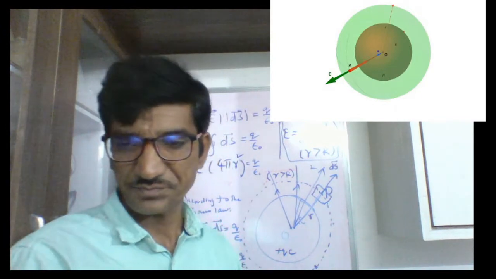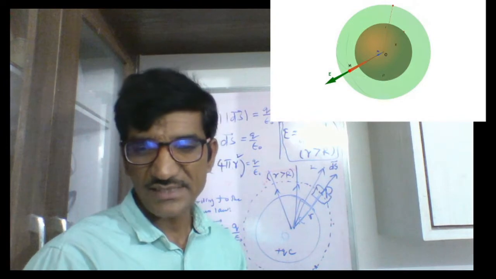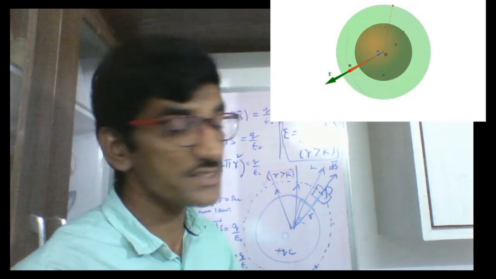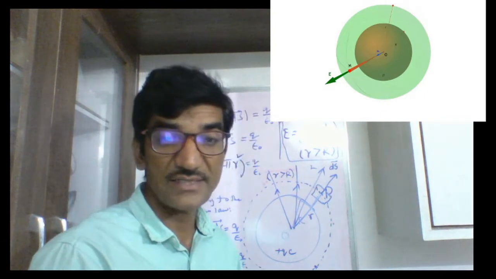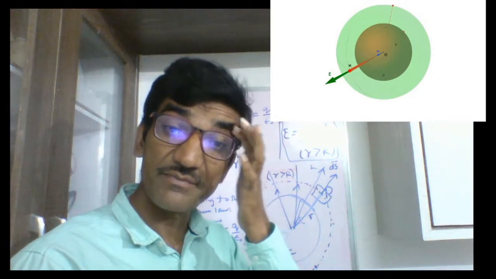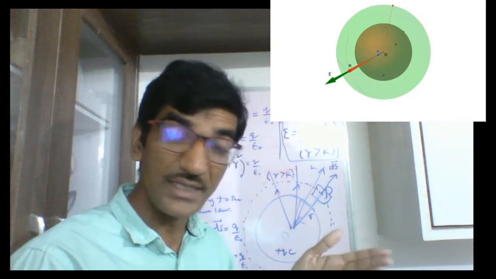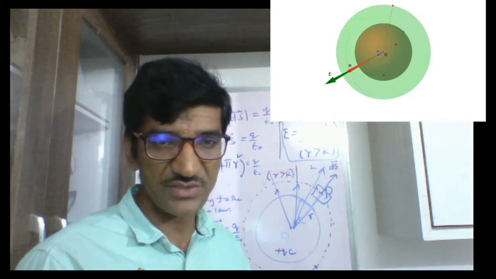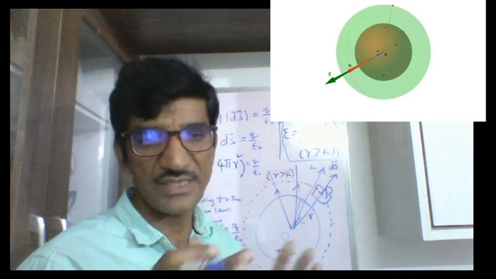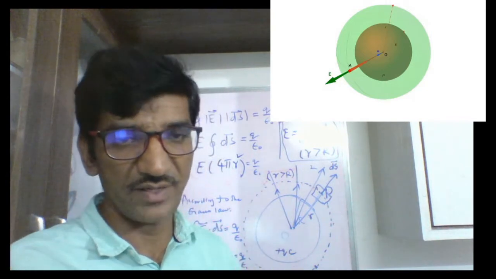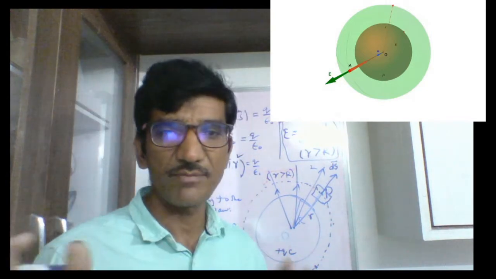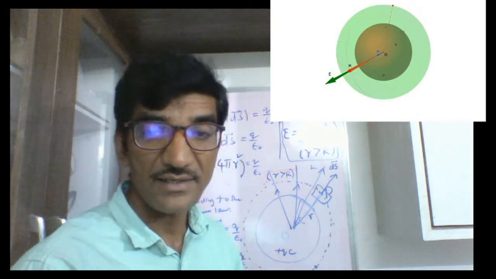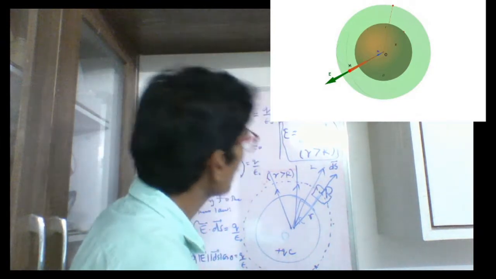Now let us consider the second case, case B. Case A is for outside points. Case B is for inside points. Field at inside points, the field inside the sphere. That is our case B.